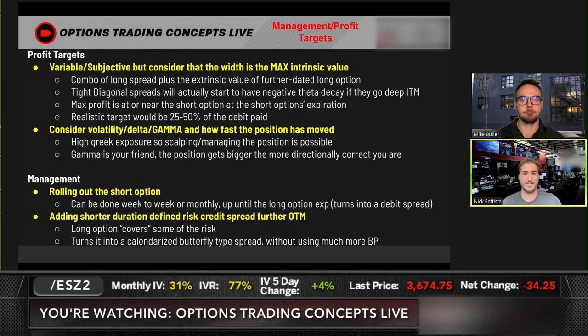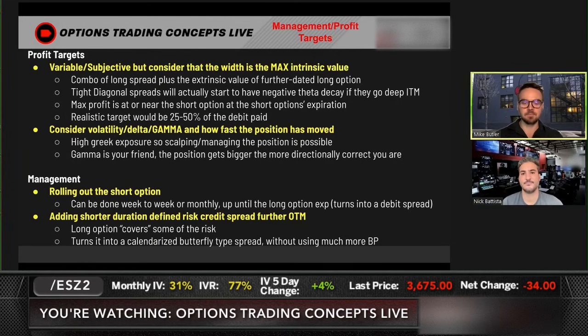That turns the position into a calendarized butterfly type position, because you have the butterfly risk profile in the short term, and then you have the added kicker of the extrinsic value further out in time. So there is some flexibility there. It typically doesn't use additional buying power, or maybe just a little bit, but ultimately it's a defined risk spread, so you don't have to get crazy with the management here.